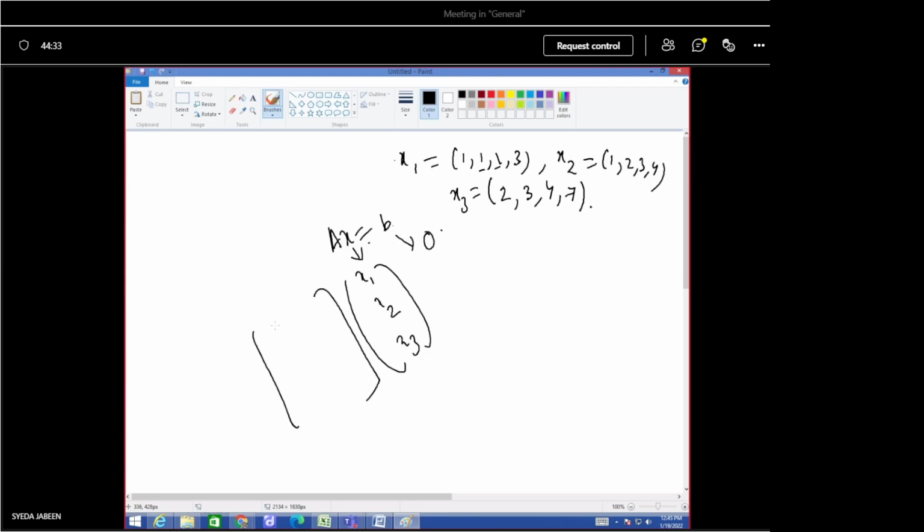You can arrange like this, 1, 2, 3. That means these vectors are columns: 1, 1, 3, 2. Okay, this is 1, 2, 3, 4, 2, 4, 2, 3, 4, 7 is equal to 0. Isn't it? 2, 3, 4, 7. When you apply the rank operation, you are applying it to this element. Isn't it?